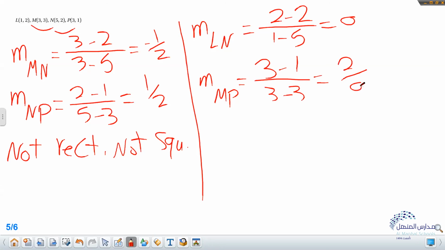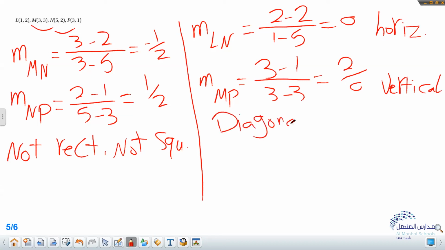So what does the slope of LN mean? It means that LN is horizontal. And the slope of MP is undefined, so that means it is vertical. So if you have two lines, vertical and horizontal, are they perpendicular? Yes. So we can say the diagonals are perpendicular. So this figure will be a rhombus.